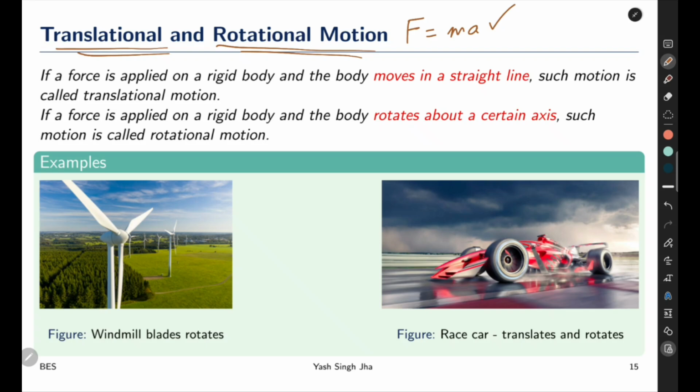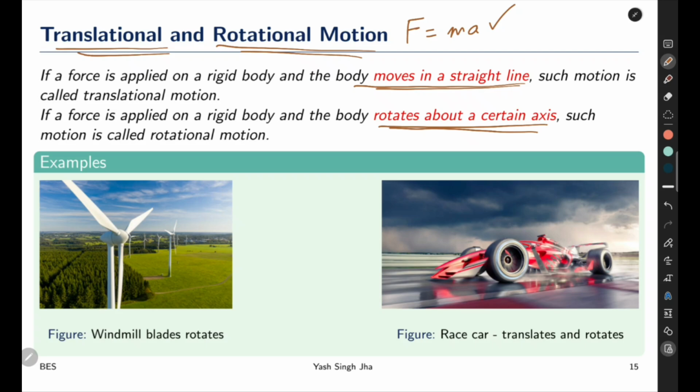As the name suggests, if the force is applied on a rigid body and the body rotates about a certain axis, such motion is called rotational motion. And if a force is applied on a rigid body and the body moves in a straight line or along a path, such motion is called translational motion.